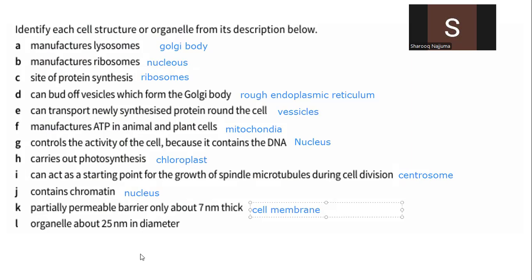Organelle that is about 25 nanometers in diameter. I told you to take note of these sizes of the different organelles. Like we know the smallest organelle with just 25 nanometers, we saw it was the ribosome. Ribosome, not rico, ribosome. So guys, that is it about the actual structure of a plant and animal cell.